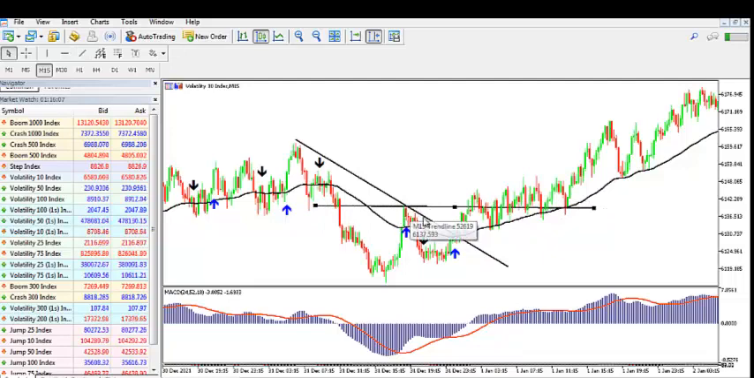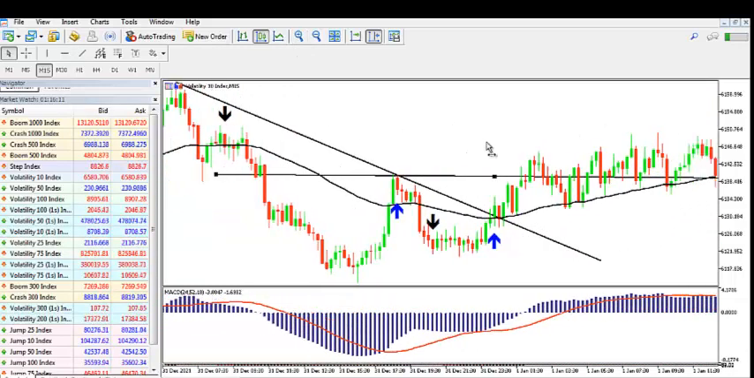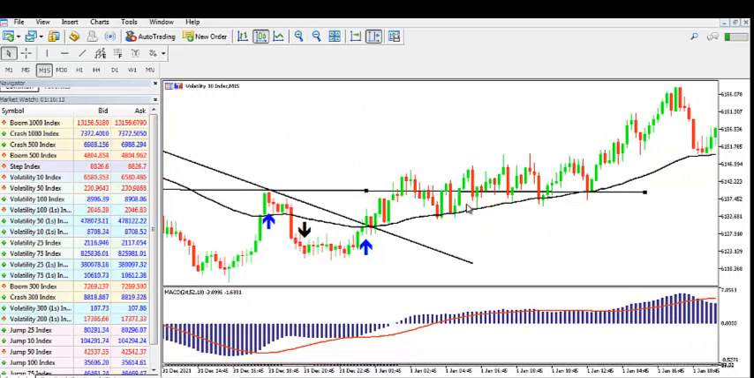Yes, the break of this structure upward. Let's see. Yeah, we have the break of this structure here, over here. Okay, this candlestick broke it, and as you can see, if you observe very well, it's a Marubozu candlestick again. So if you have this kind of candlestick breaking this, just know that it's a buy.